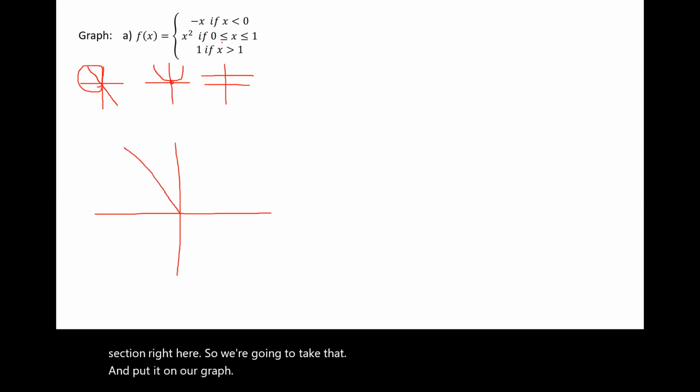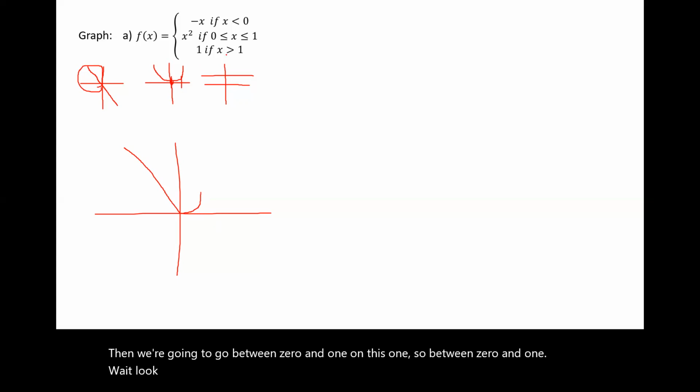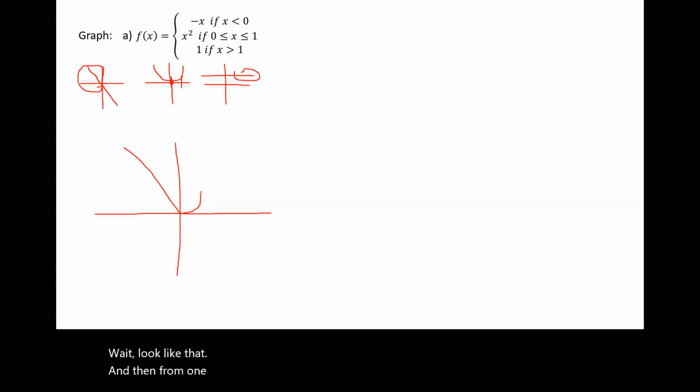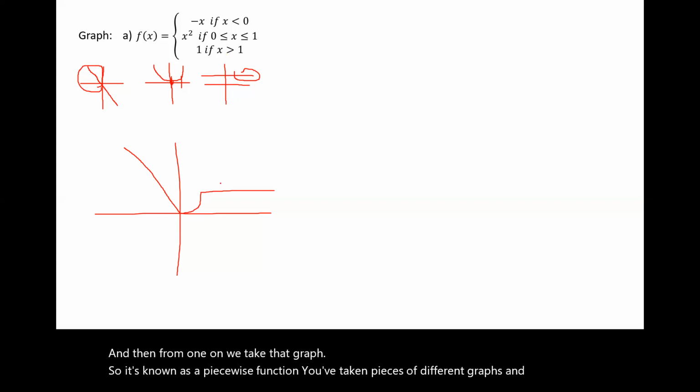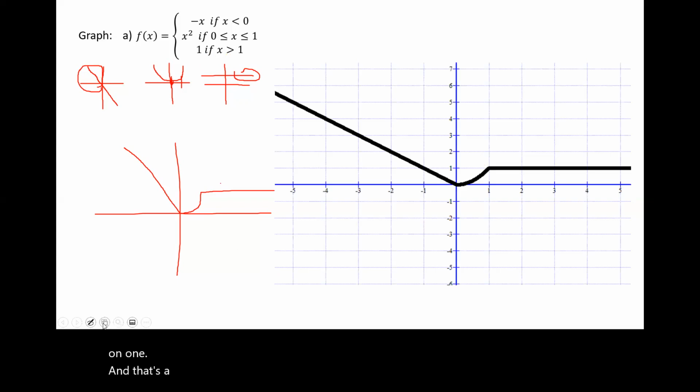Then we're going to go between 0 and 1 on this one. So between 0 and 1, it would look like that. And then from 1 on, we take that graph. So it's known as a piecewise function. You've taken pieces of different graphs and put them on one. And that's a much nicer version of the graph.